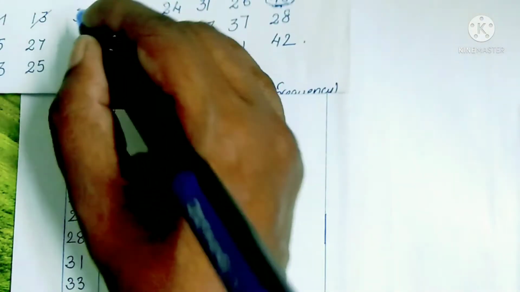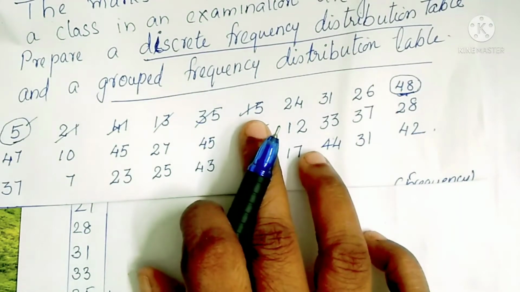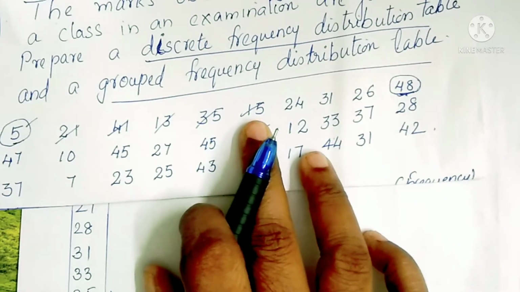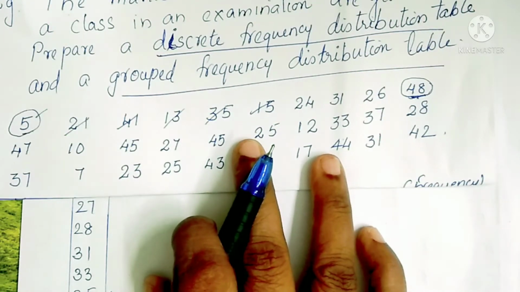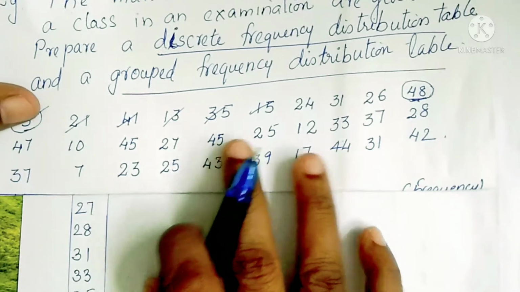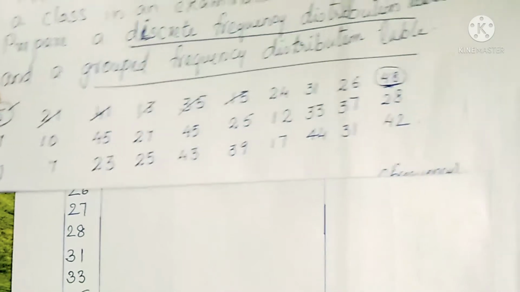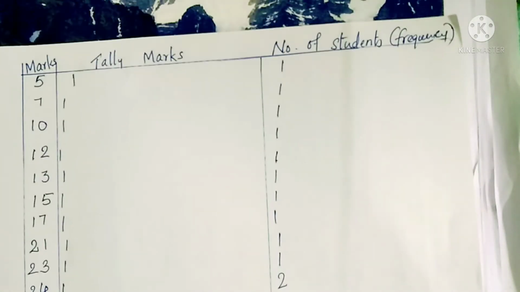Then 15. Whenever you mark one tally mark against a number, you have to cut it. Otherwise, sometimes when the data is very long, you will do it twice, and then you won't get the proper number. So we have to mark like this and prepare it. Now see here, the table is ready.